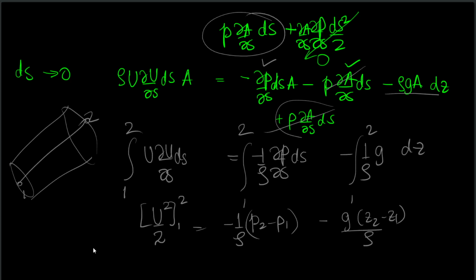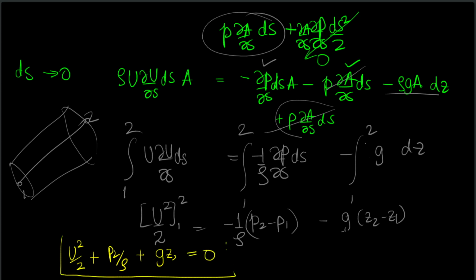And that completes the proof that u square upon 2 plus p2 by rho plus gz. There was a rho already over here, and I cancelled it. So maybe I cancelled it twice. And besides, the whole equation has to be dimensionally correct. So plus gz equal to 0. So we obtain the Bernoulli equation in this form.